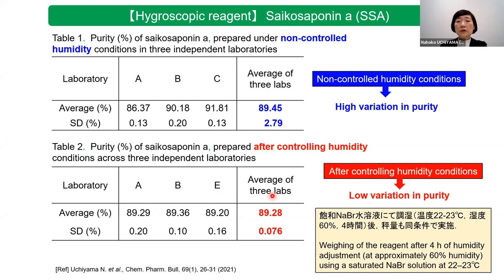The substantial QNMR analysis after the weighing of the reagent under controlled humidity in three facilities is shown in table two. The purity showed a good result with low variation, 89.28 plus minus 0.76%, as shown in table two. Therefore, it is revealed that the appropriate humidity control conditions for SSA were set at 3 hours or more at 20 degrees and 60% for the QNMR measurement of SSA.